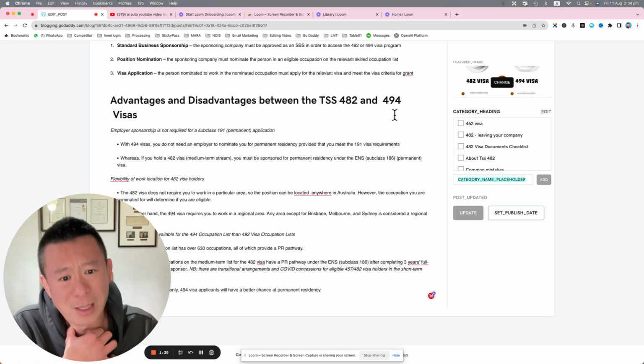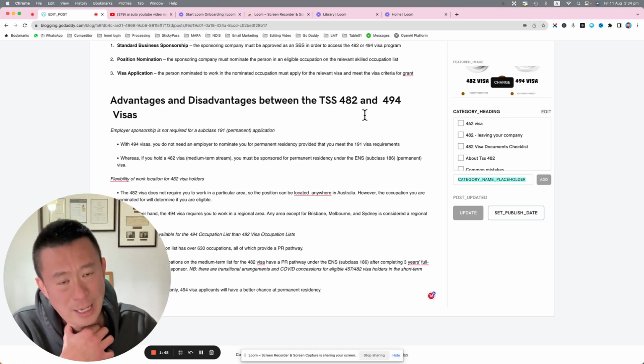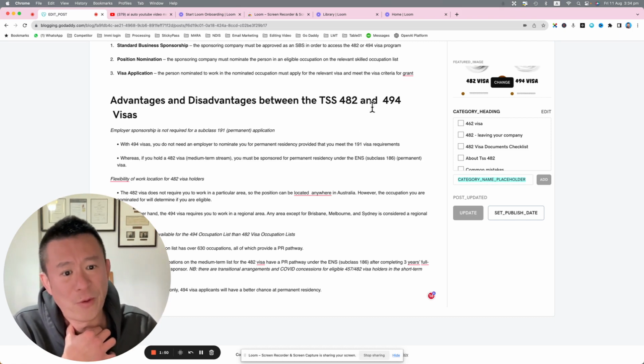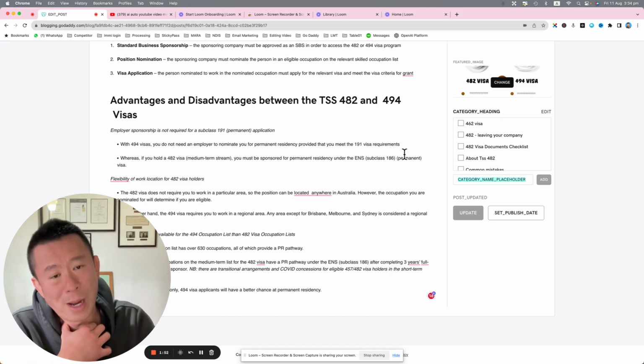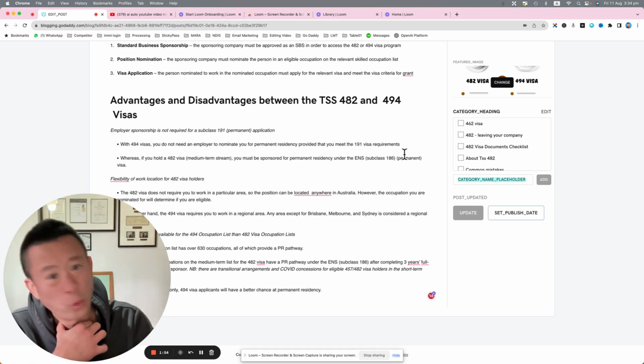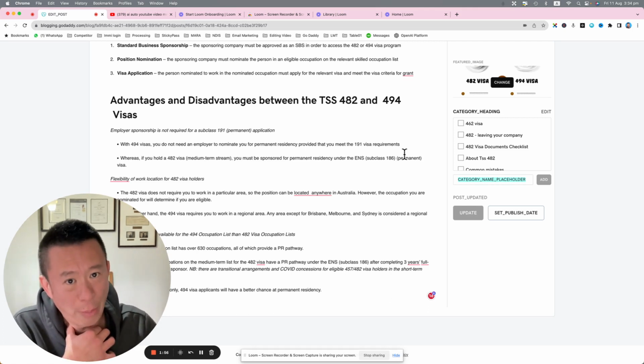When you apply for PR, the 482 requires nomination. Without sponsor nomination, you cannot apply for the ENS, which is the 186. For the 494, when you apply for PR, which is not the 186 but the 191, it doesn't require nomination. You got that? Without nomination, you still can apply for the 191.